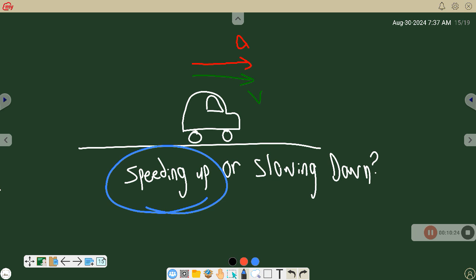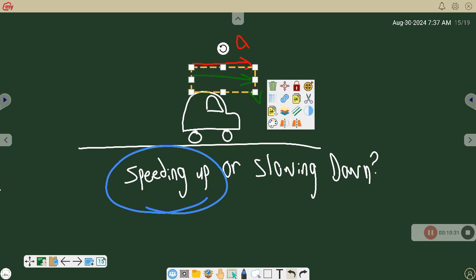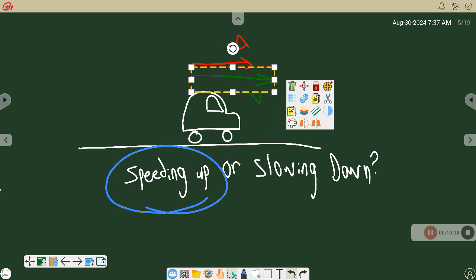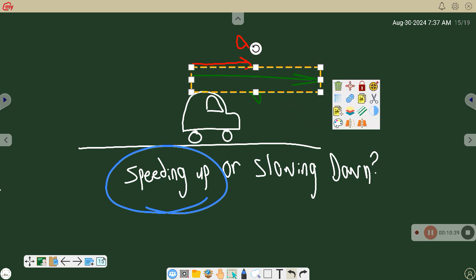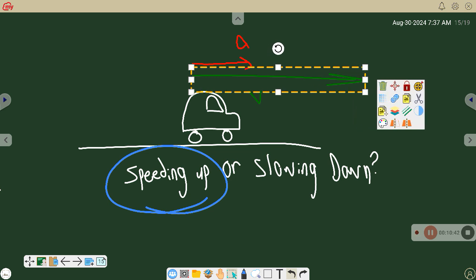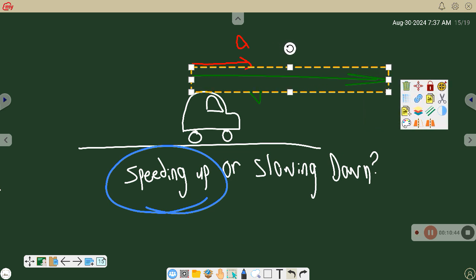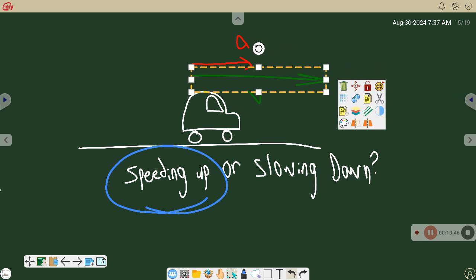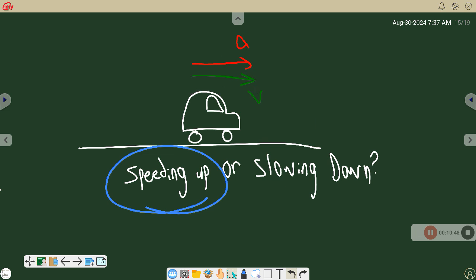Why? Well, recall that the acceleration of an object is just its change in velocity. So if the change in velocity is happening in the positive direction, it is changing velocity in the positive direction, then it is stretching velocity out in the positive direction, increasing its value in that positive direction, meaning it's going faster, right? It's speeding up.